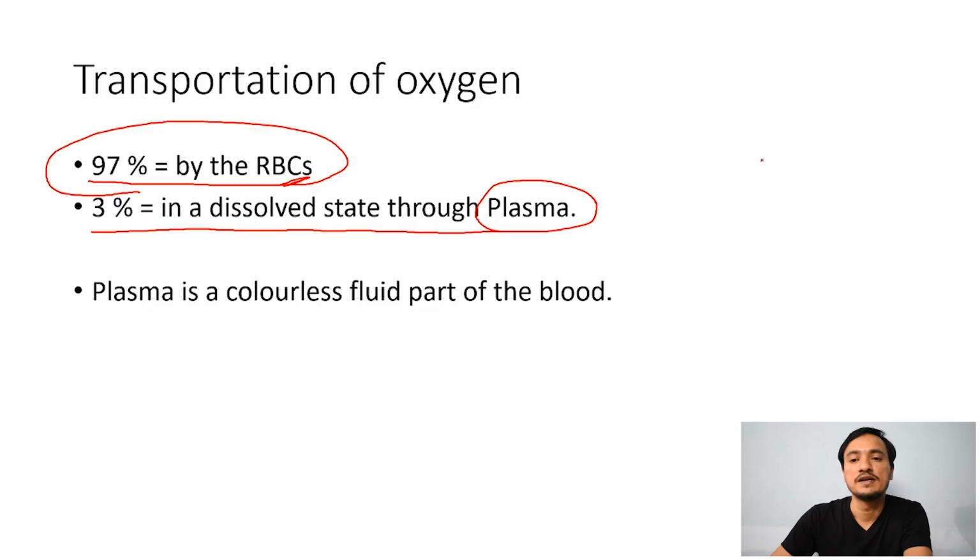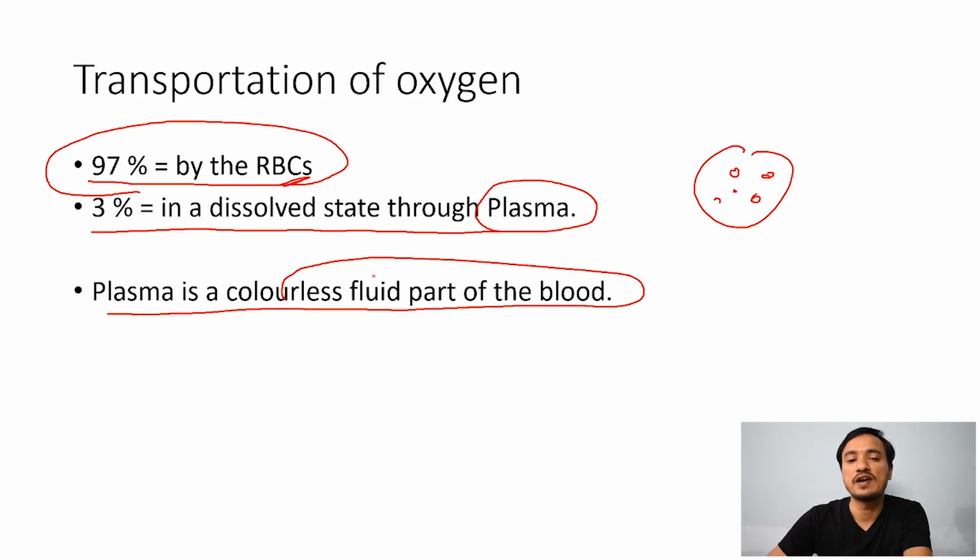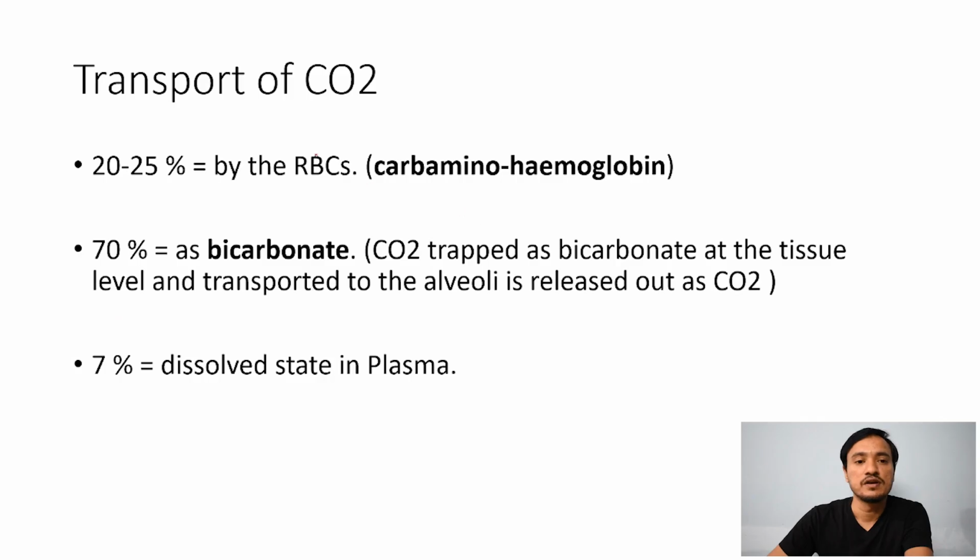So what is plasma? See, blood consists of different cells, and then there is a fluid part. So the plasma is the colorless fluid part of the blood. We are going to see what plasma is in detail. For now, just remember that 97% of the oxygen is transported by the RBC, and 3% is transported in a dissolved state in the plasma.